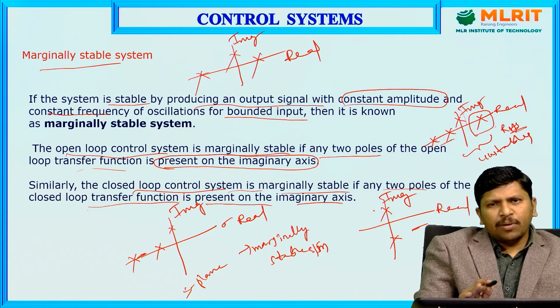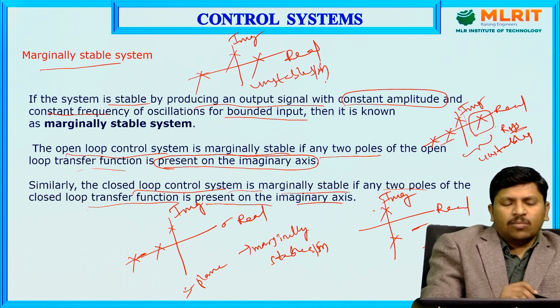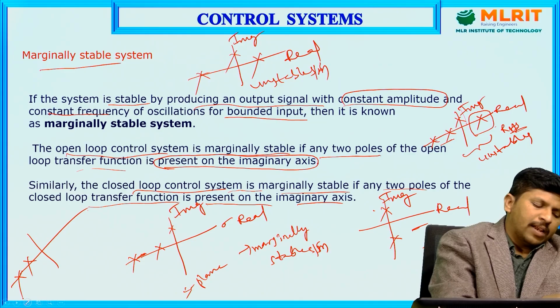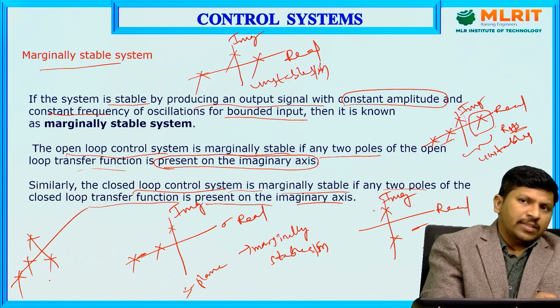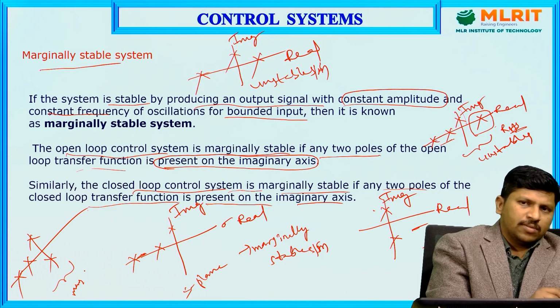So these types of systems are nothing but unstable systems. Otherwise, if any two poles are present at the left side and any two are present on the imaginary axis, then these types of systems are marginally stable systems.